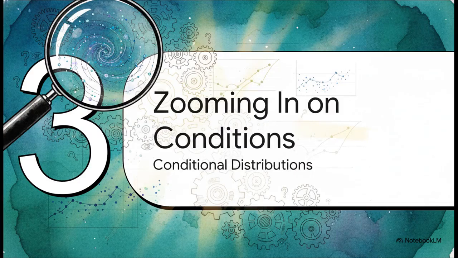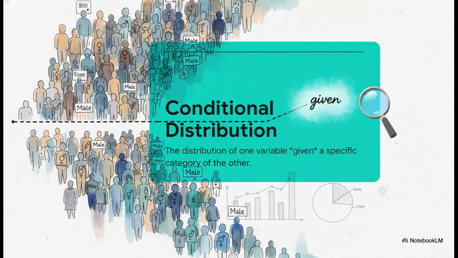Okay, but that big picture view, it's useful, but it definitely doesn't tell us the whole story. To find the real relationship hidden in the data, we have to zoom in. We need to look at the numbers under specific conditions. This is what we call a conditional distribution. Think of it like putting a filter on our data. We're not looking at all 800 people anymore. Nope. Now we're asking much more specific questions, like what's going on only within the group of males? That little word given is like our magic word, our filter for slicing up the data.